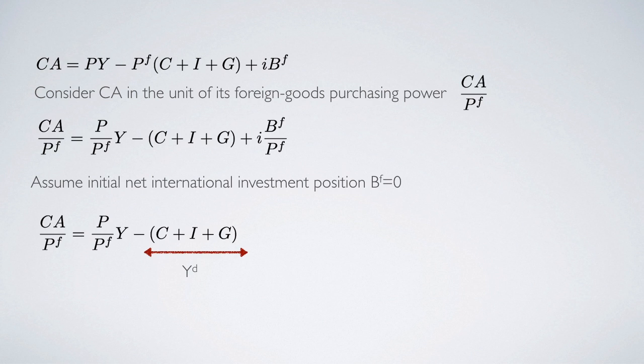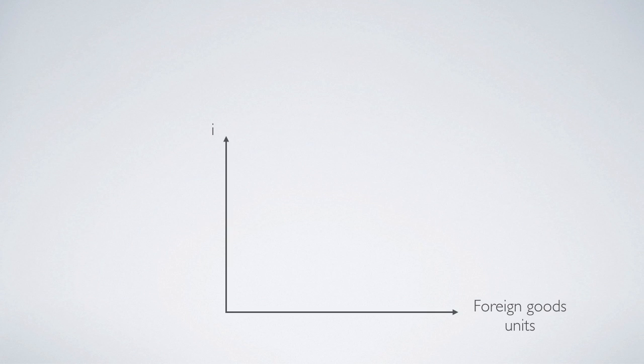And the second term is actually the YD term. It means how much output the home country demands, in terms of foreign goods. Now we want to use the YS-YD graph to analyze the impact of a terms of trade change. For the YS-YD curve analysis, our vertical axis is the interest rate I, but here our horizontal axis is in terms of foreign goods units.